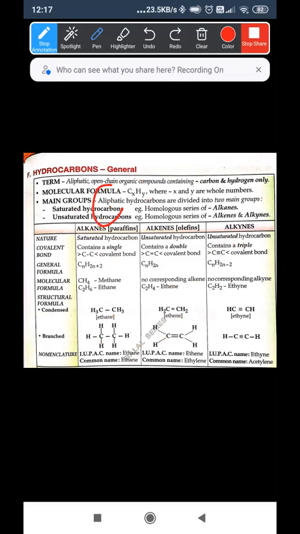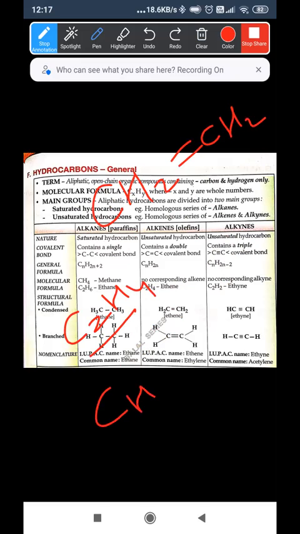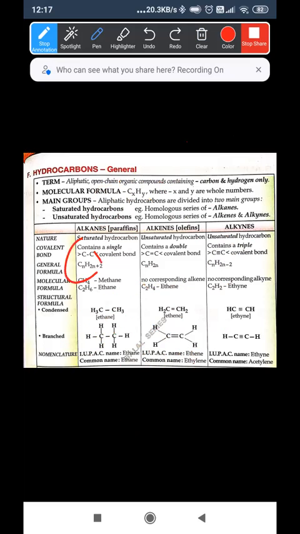What is the general formula of alkene? You can see here it is C2H4. So the hydrogen is double the carbon, and we can write CnH2n. What will come for alkyne? CnH2n-2.